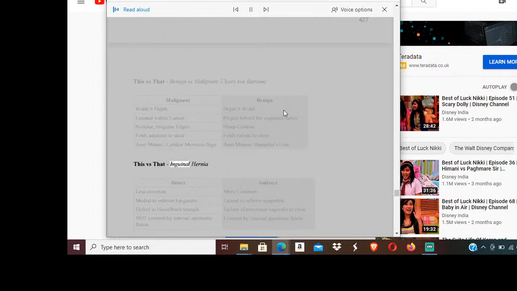This vs that, inguinal hernia. Direct: less common, medial to the inferior epigastric, defect in Hesselbach triangle, not covered by internal spermatic fascia.